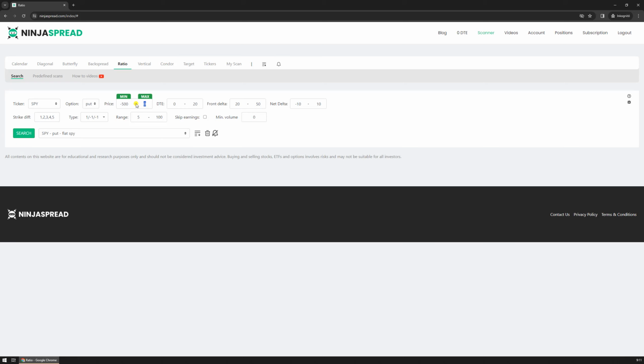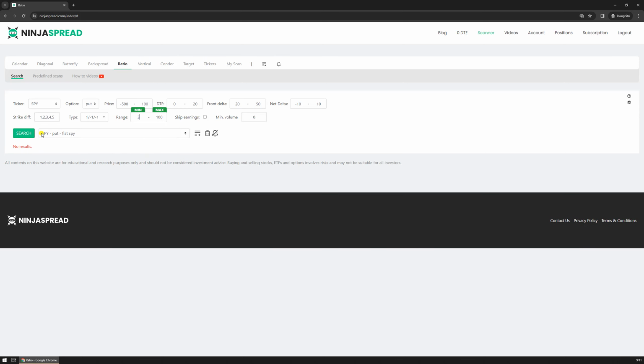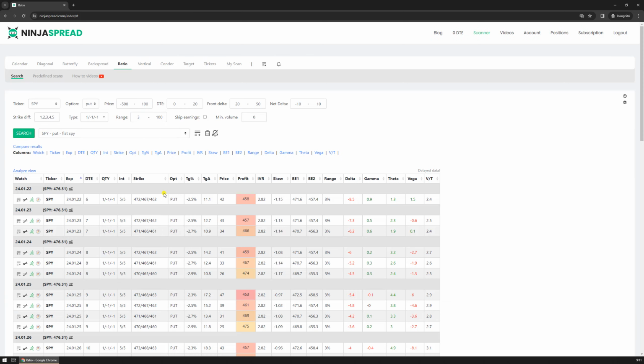No results, probably it's because of the price. Let's go back to a little higher price or lower range. And now you have found a lot. And here you can see that the strike difference combinations are coming from this field.